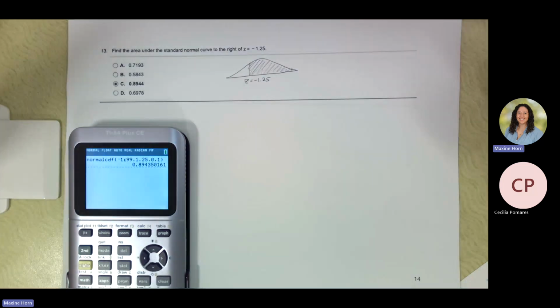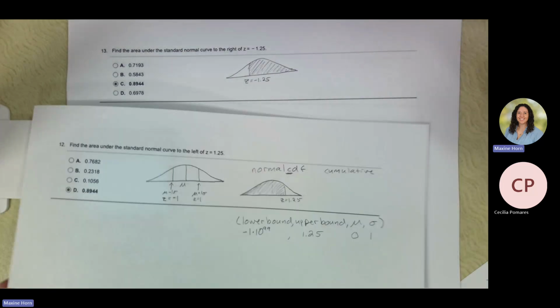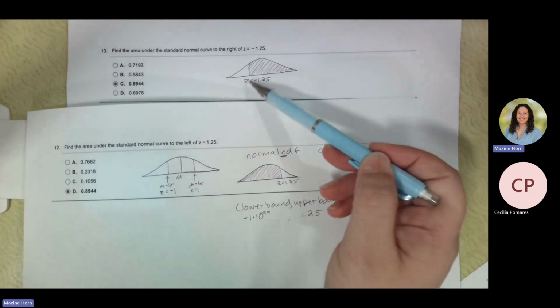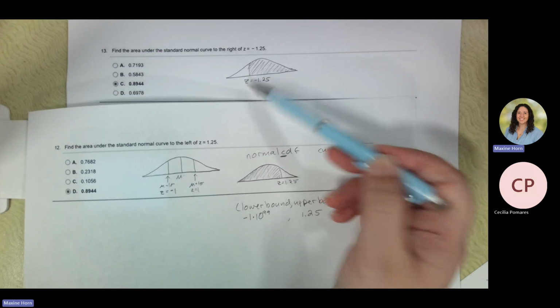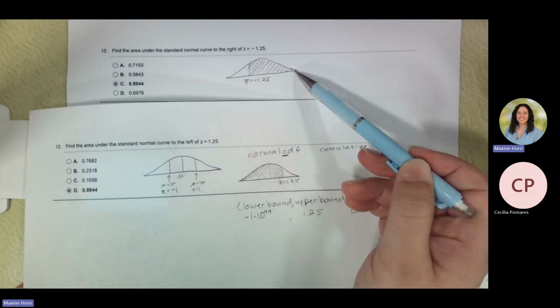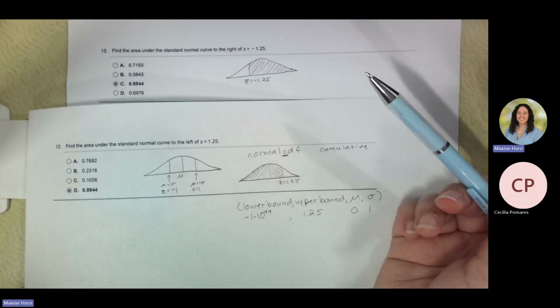Now there are two ways to do this. One way is to go back to the problem we just did and say, wait a minute, that z-score looks kind of familiar. That was a positive 1.25, and this is a negative 1.25. There we were looking at the area to the left, and here we're looking at the area to the right. It's the same area, right?